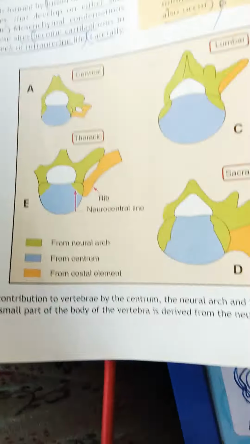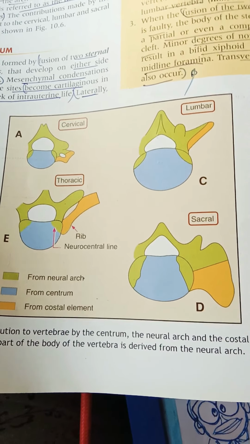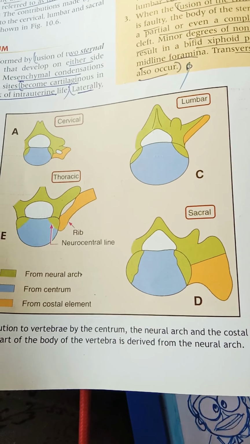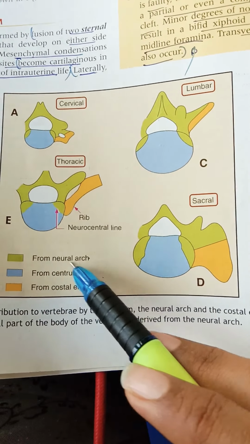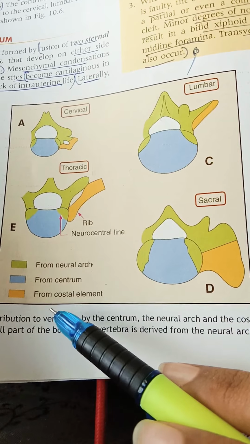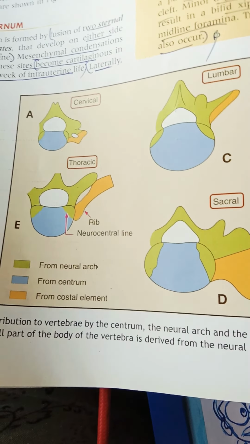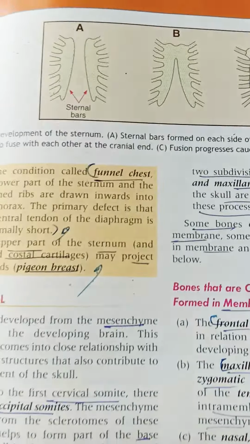So the next diagram we need to discuss is this one. You can see how the cervical looks, how the lumbar looks, how the thoracic looks, and how the rib is attached to it. So the green one is from the neural arch. The blue one is the centrum, from the costal element, and the sacral part you can see here. And here we have the sternal bars, how they are attaching in the midline.